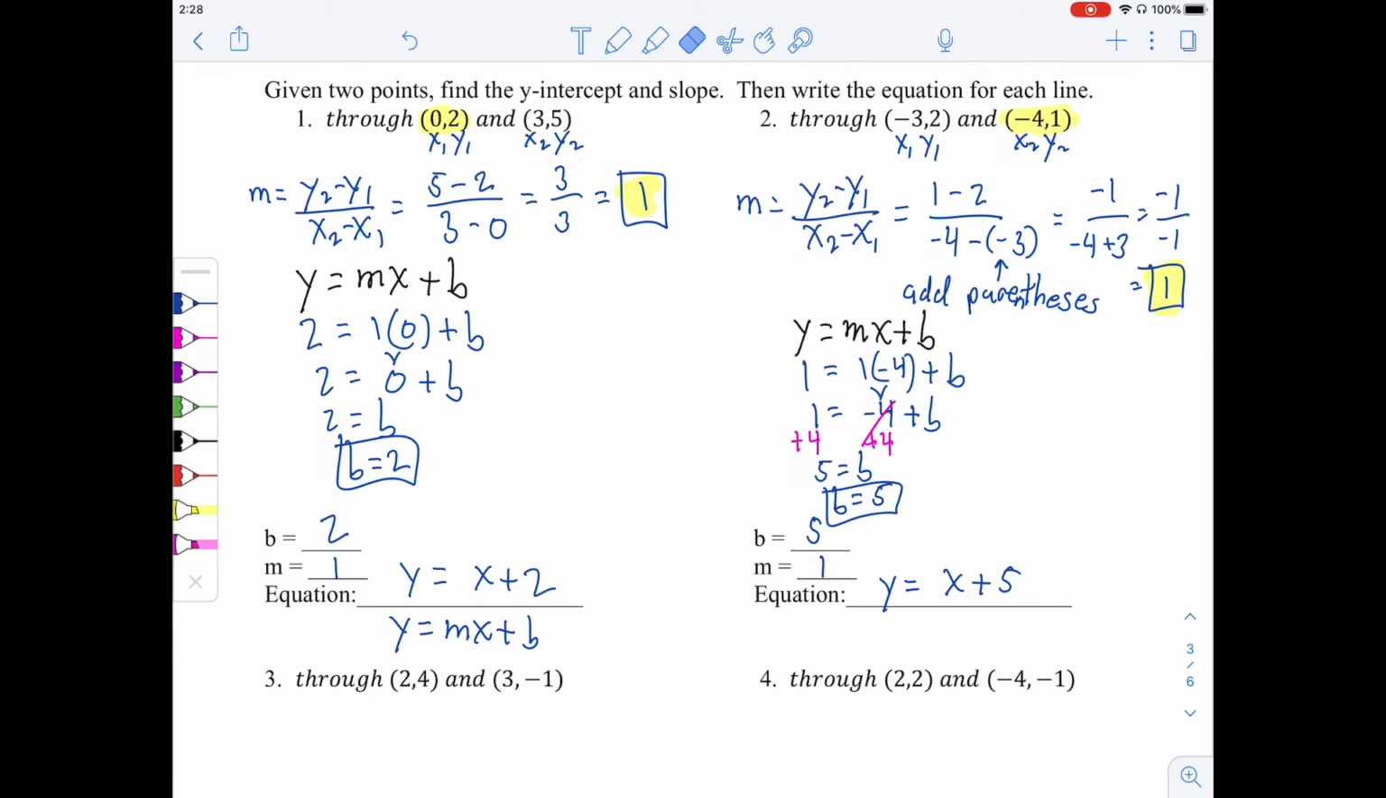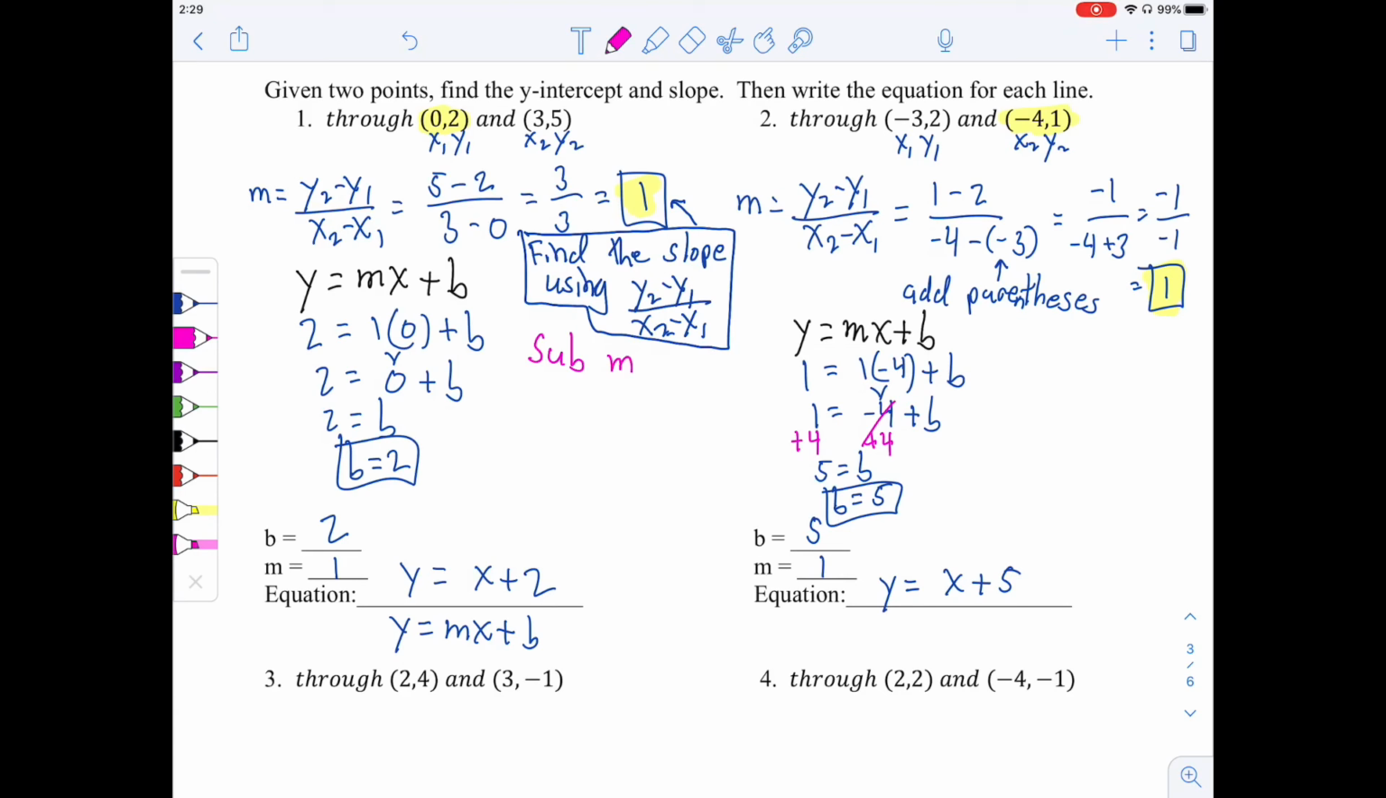Okay, so keep in mind our steps, right? First step, we want to find what the slope is. So find the slope using y2 minus y1 over x2 minus x1. And that's our first step, right? Find the slope using this equation. And then once we have the slope, then we just substitute it, right? So we're going to substitute m and your point, x y, into y equals mx plus b.